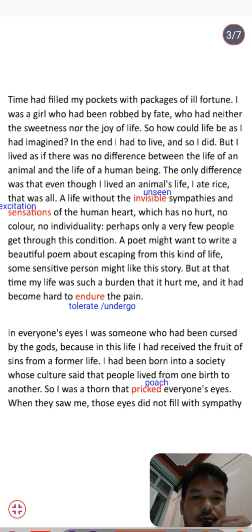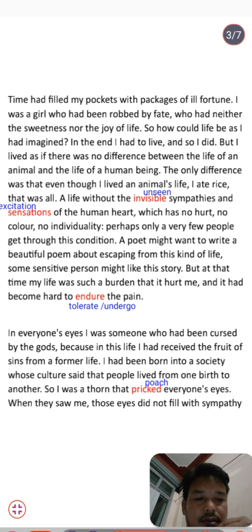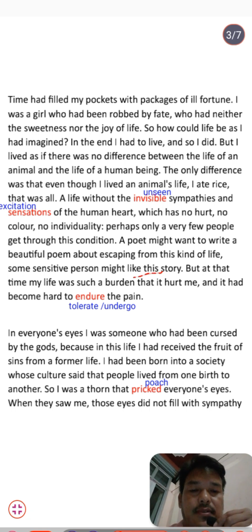A poet might want to write a beautiful poem about escaping from this kind of life. Some sensitive person might like the story. An artist should compose or write, students, a wonderful sonnet about getting away from this sort of life. They should compose a wonderful line and sonnet about getting away from this miserable life. But some delicate or conscious person could like this story.